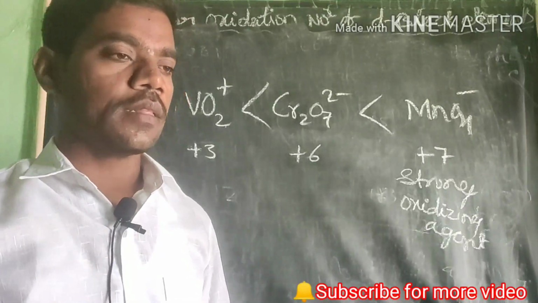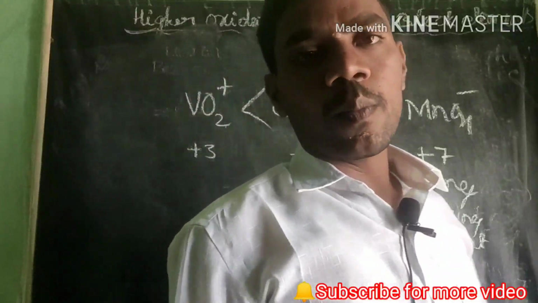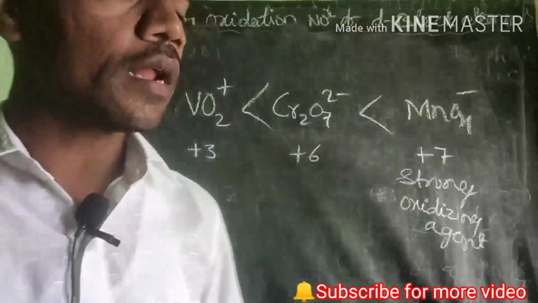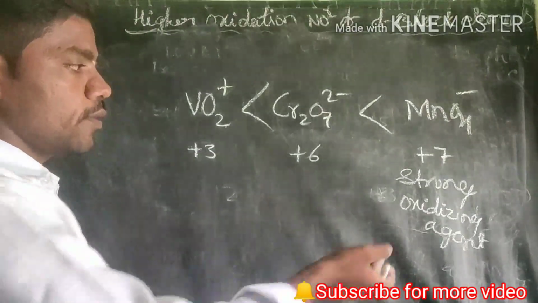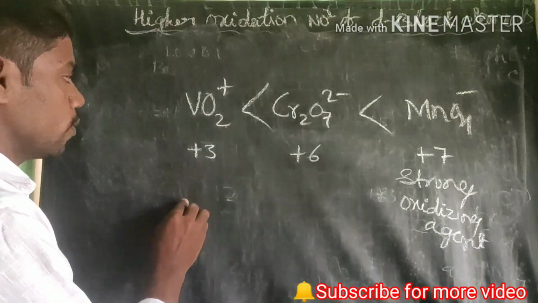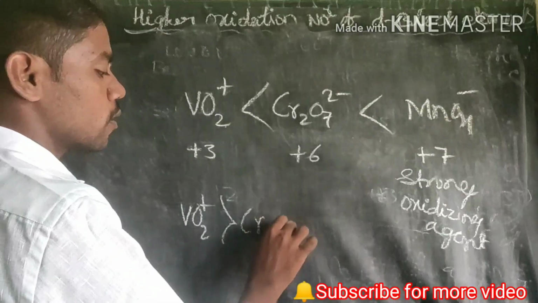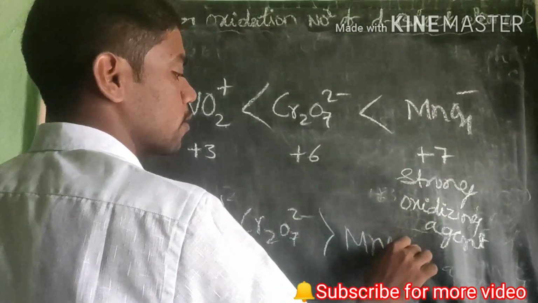They have been given in the CET and NEET exams also previously. Arrange the compounds in increasing oxidizing nature, and also the reverse, which is the strong reducing agent. If it is a strong oxidizing agent, it is a weak reducing agent. Therefore VO2+, Cr2O7 2-, next MnO4-.